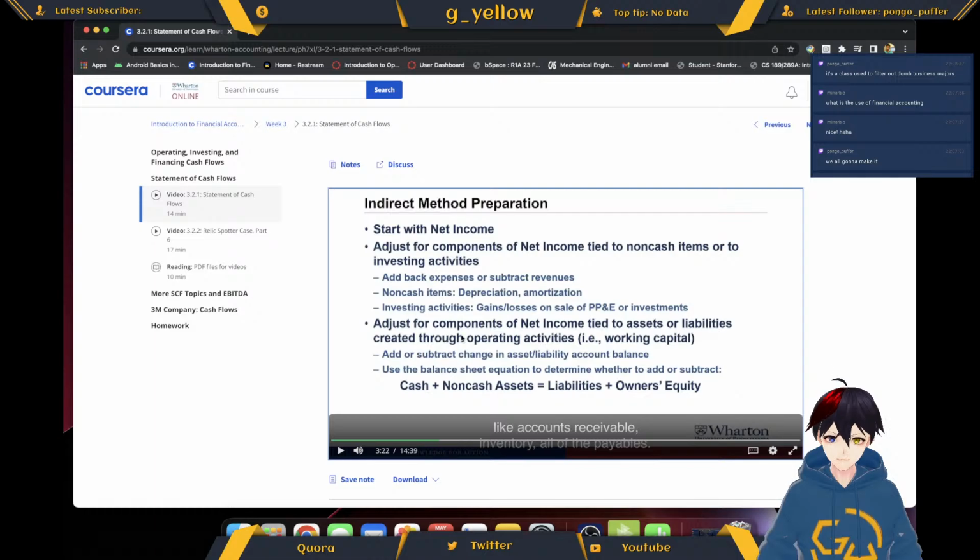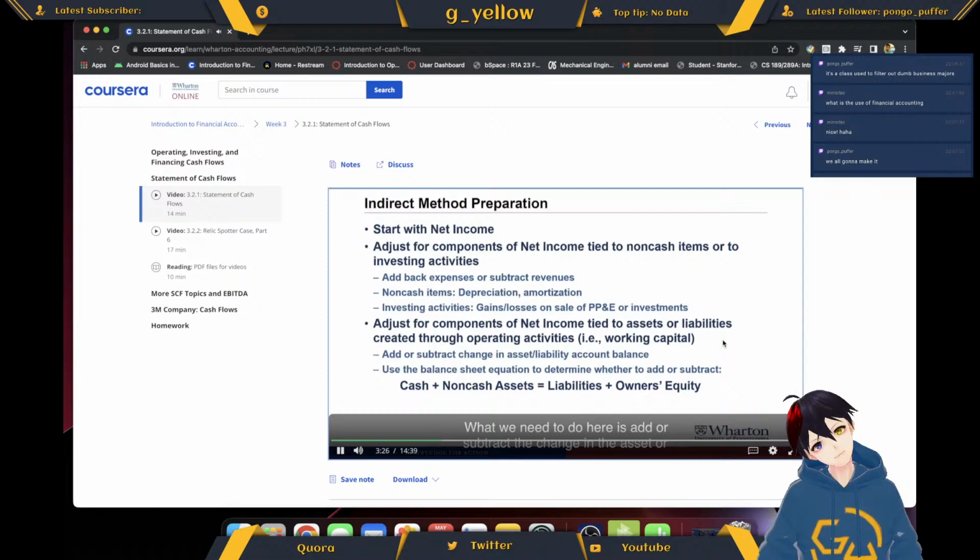Adjust for components of net income tied to assets or liabilities created through operating activities. Add or subtract change in assets liability account balance. Use the balance sheet equation to determine whether to add or subtract. Receivable, inventory, all of the payables.